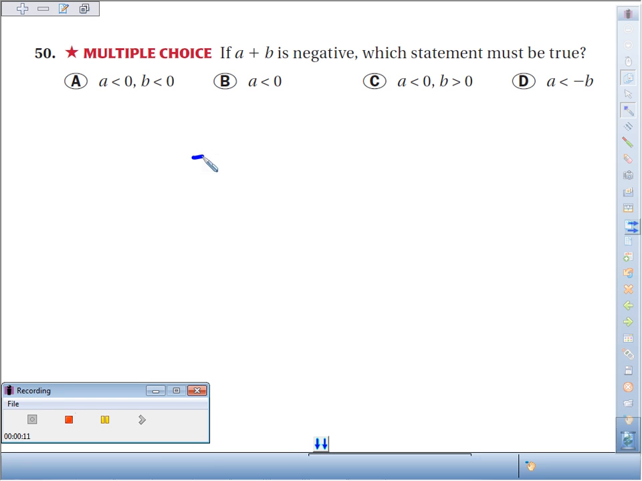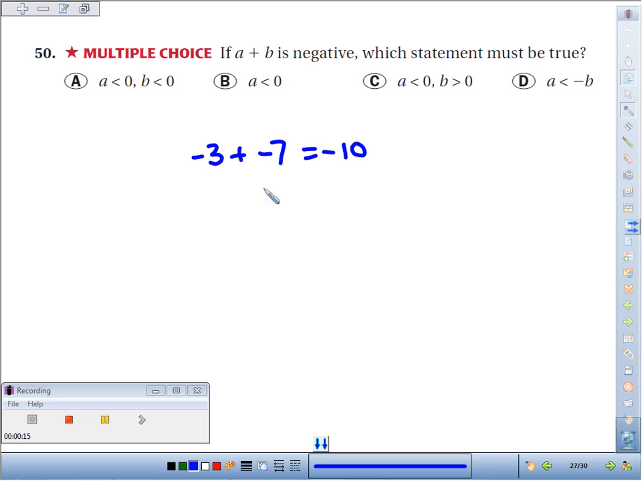We could have a negative number plus another negative number. We know that that's going to be negative. We could have something like negative 10 plus 3. That's negative. We could have something like 5 plus a bigger negative, like negative 8, and that's going to be a negative. So these are all scenarios where the sum of two numbers is negative.